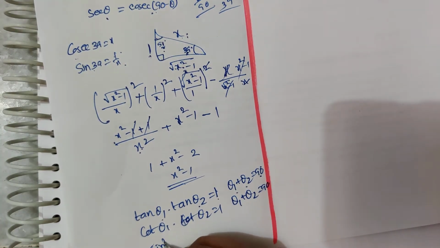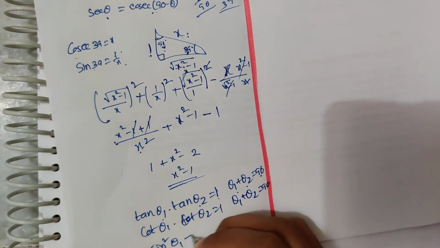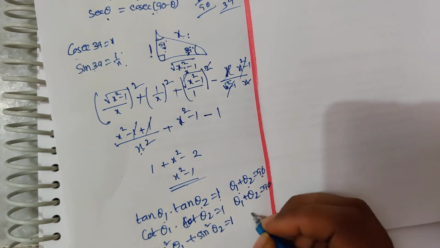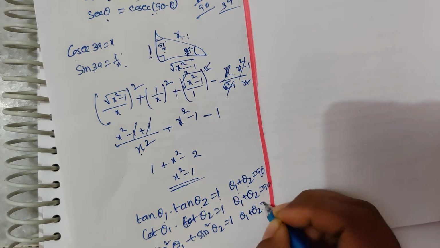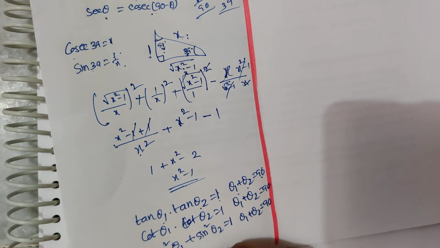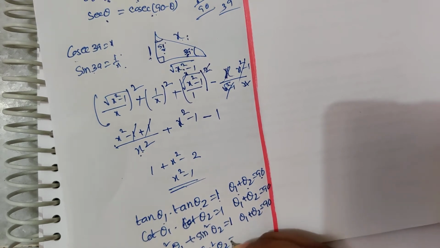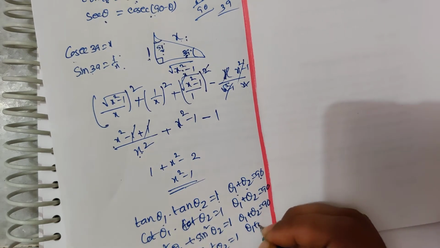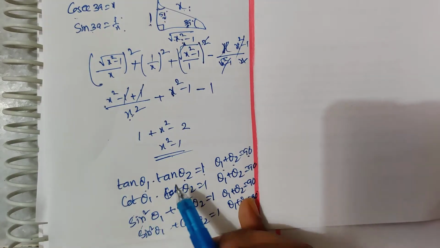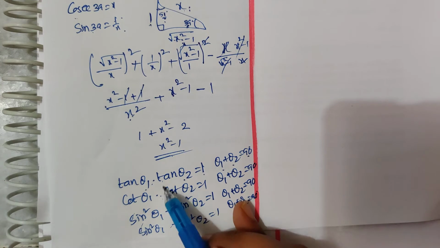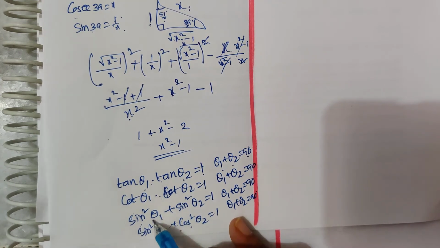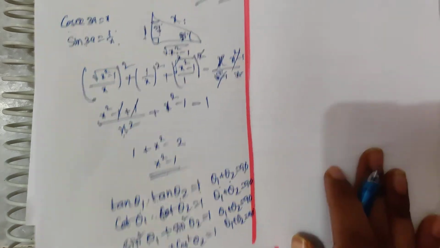And sine square theta 1 plus sine square theta 2 is equal to 1 if theta 1 plus theta 2 is equal to 90 degrees. Sine square theta 1 plus cos square theta 2 is equal to 1 if theta 1 plus theta 2 is equal to 90. You have to see the difference. For tan and cot it is multiplication. For sine and cos it is plus, and for sine and sine it is plus. Okay.